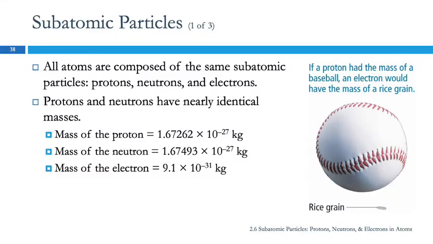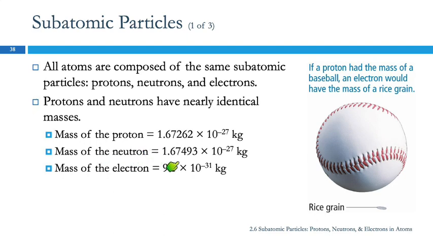So let's talk about those subatomic particles. Subatomic meaning smaller than the atom. All atoms have the same subatomic particles making them up. We've got protons and neutrons and electrons. As I mentioned earlier, the protons and the neutrons are nearly identical in mass.